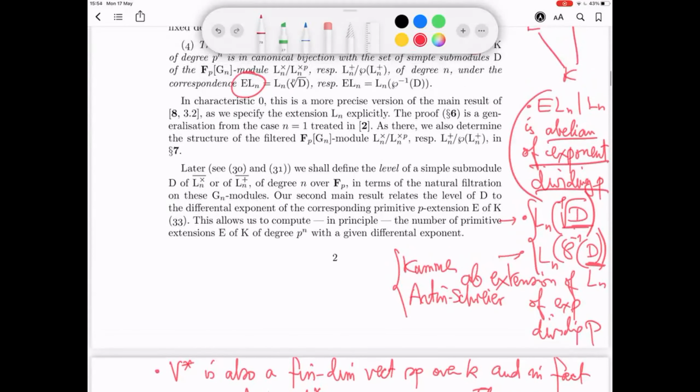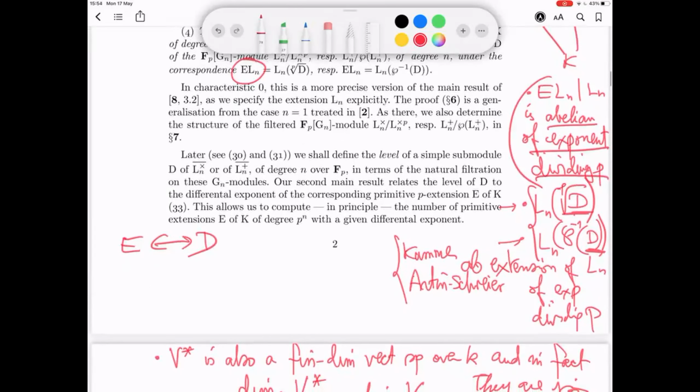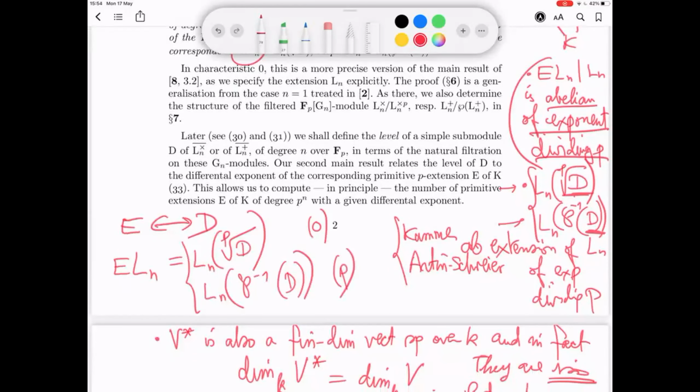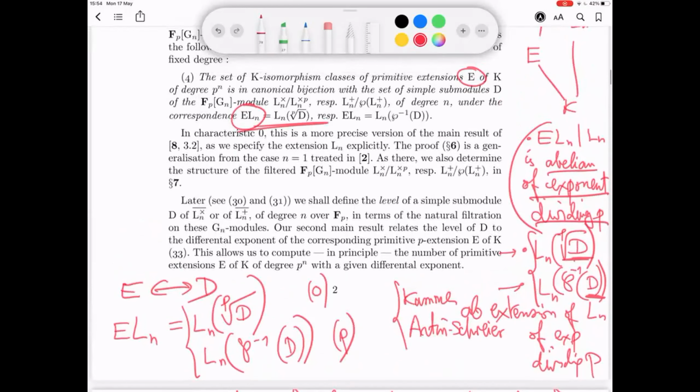So the map is that E and D correspond to each other if E Ln, this compositum, is equal to Ln to which you adjoin, okay, so I have to consider two cases, whether it's characteristic 0, the pth roots of D, or all Artin-Schreier roots of D. So this is in characteristic 0, this is in characteristic p. So that's the bijection. Okay.